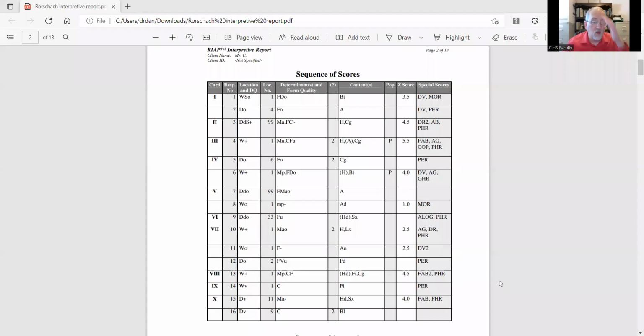All right, let's get back to it. So here we go. Okay, and there's everything we have. I'm just walking you through everything, but hopefully by now you're starting to see everything. Here's the location, the determinant and form quality, all the initials we talked about, all the initials that are in the chart, the Z-score that we talked about, and then here's where it identifies things as being a popular or not popular response.